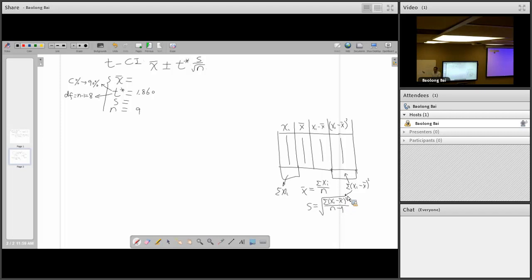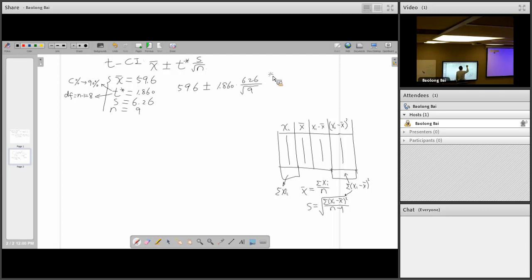So I'm going to skip the calculation. If you struggle with finding mean and standard deviation, refer to your homework number 1 for chapter 2. You know, we talked about how to find sample mean, sample standard deviation, right? So the mean will be 59.6. And the standard deviation will be 6.26, right? So then we have everything we need to do the calculation here. We plug in numbers, 59.6 plus or minus t star 1.860 times s, 6.26, divided by square root of n, which is 9.